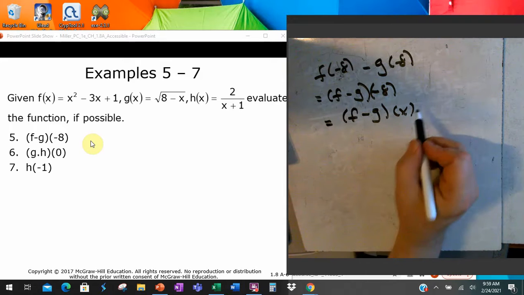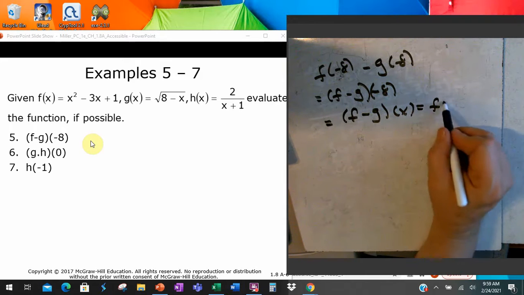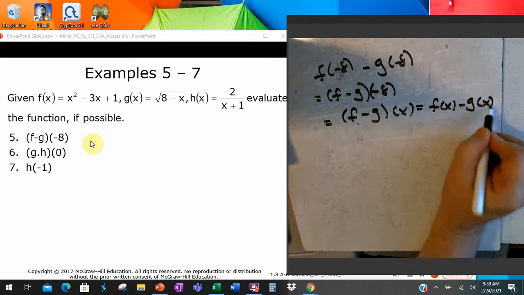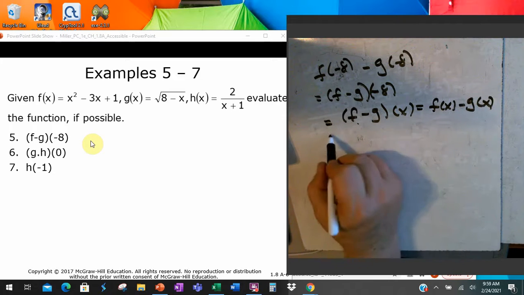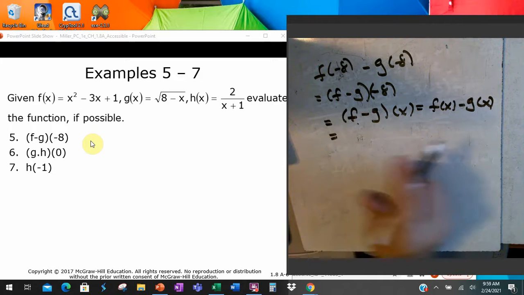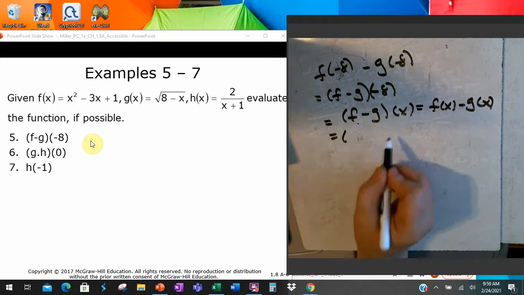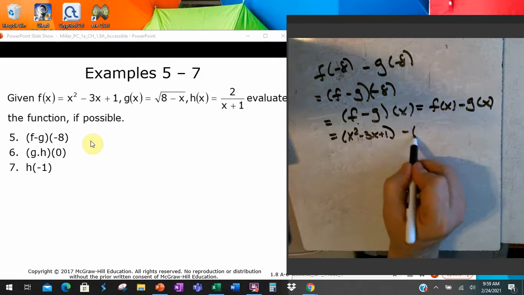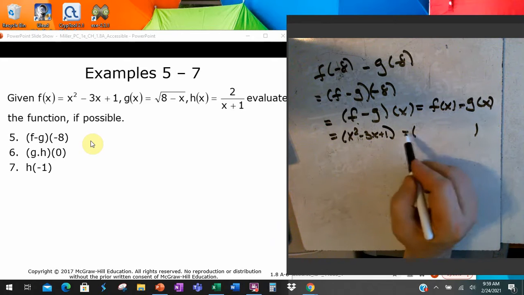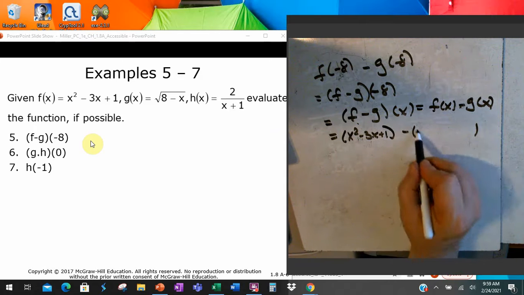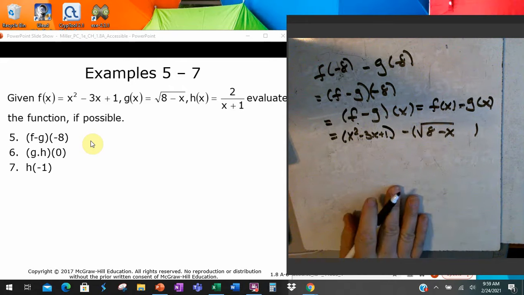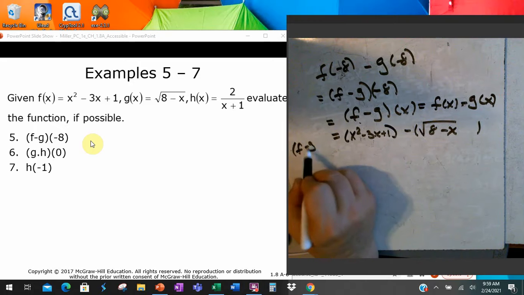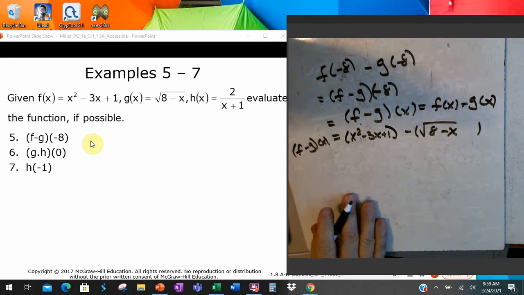So what does this say? I always like to write this out. It tells me to go get f of x and then subtract g of x. What is my f of x? That's over there in the example: x squared minus 3x plus 1. Then a minus, and my g of x turns out to be the square root of 8 minus x. This is the function f minus g of x.